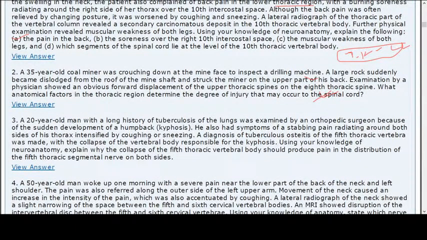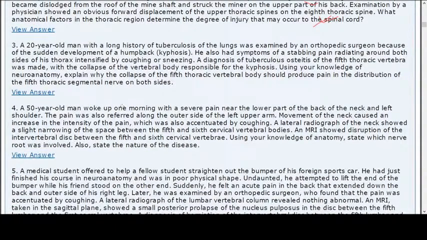A 20-year-old man with a long history of tuberculosis of the lungs was examined by an orthopedic surgeon because of sudden development of a humpback. He also had symptoms of stabbing pain. Let's go to the next question very fast. A man woke up in the morning with severe pain near the lowermost part of the leg on the left. The pain was referred along a nerve from the 5th and 6th cervical vertebrae. The MRI shows destruction of the intervertebral disc between the 5th and 6th cervical vertebrae. Using your knowledge of anatomy, state which nerve was involved.